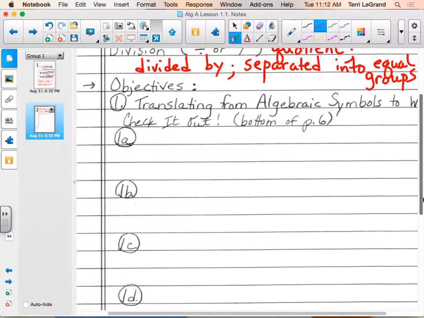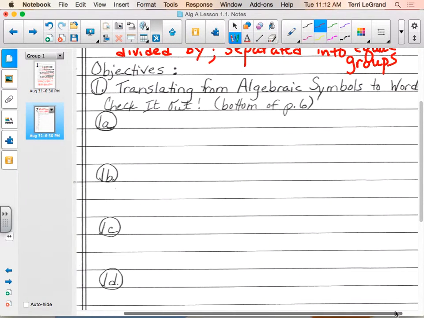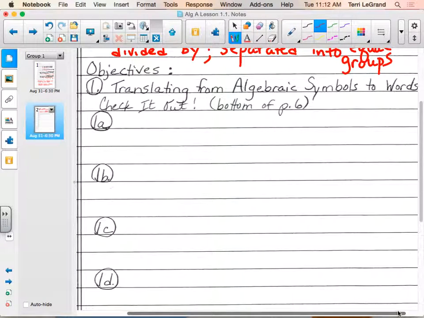Okay, now we're going to move on. You need to be on page 6 in your books, if you're not there. We're going to translate, going from algebra to words. So we're going to start with going from symbols to words, from our algebraic symbols to words. There's an example problem there that you can use as a cheat sheet while we're trying to work these. We're going to do the check it out problems on the bottom of that page, below the example problem.